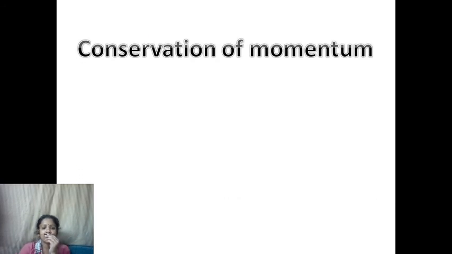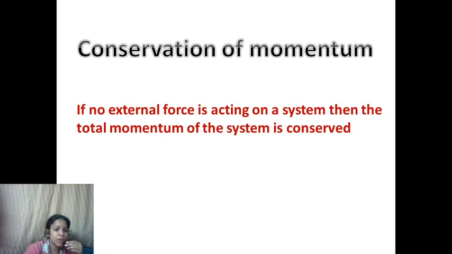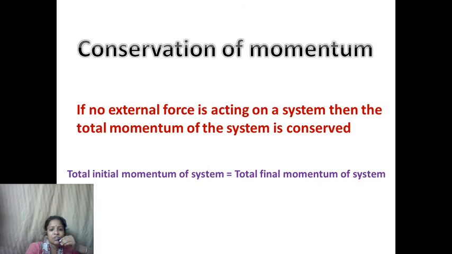Okay, now conservation of momentum. What exactly is it? If no external force is acting on a system, then the total momentum of the system is conserved. We just used this information in the previous expression to explain Newton's third law using the second law. Now what exactly is that? If no external force is acting on a system, then the total momentum of the system is conserved, and so the total initial momentum of the system is equal to the total final momentum of the system.